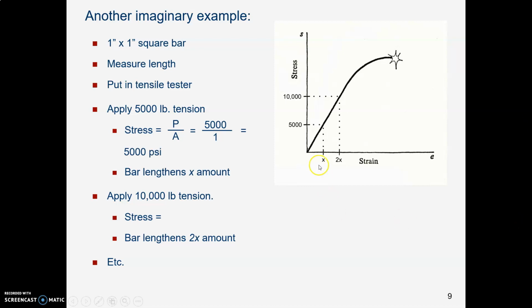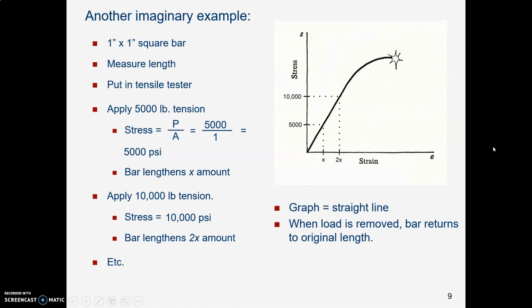And the bar lengthens some amount or other. Then we double the load, which means we double the stress. Now it's 10,000 psi, and the bar lengthens twice as much, and so on and so forth. Again, if we plotted those points, we'd see the graph of how much stress versus how much it strained would be a straight line. And we'd also see when we took the load off, this bar, being elastic, would spring back to its original length.